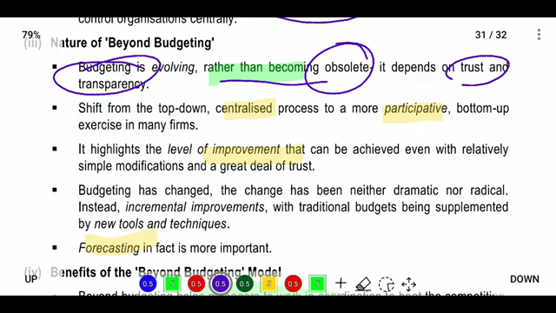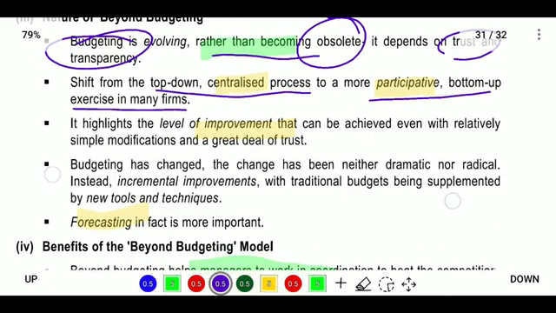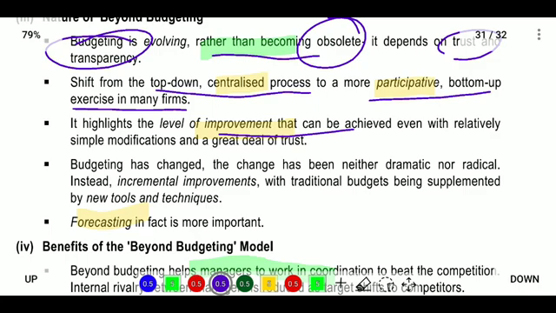Next, a shift from a top-down centralized process to a more participative bottom-up approach, exercised in many forms. Bottom-up approach means participative; we will take the consideration of lower-level employees also. Next, it highlights the level of improvement that can be achieved even with relatively simple modifications and a great deal of trust. Simple improvements and modifications can give high results.